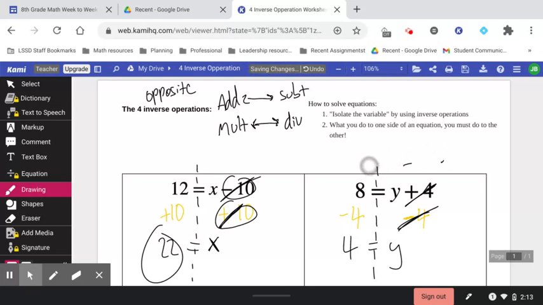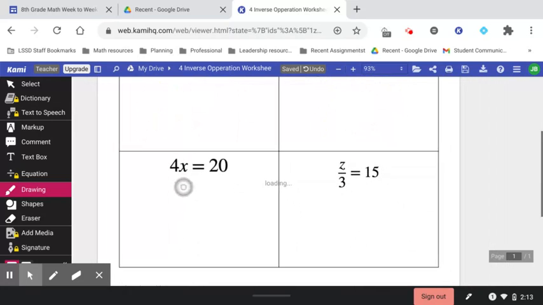Okay. Next video, we'll do inverses, multiplication, and division that look like this.